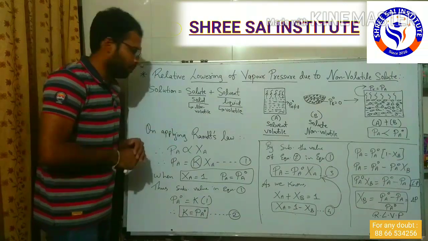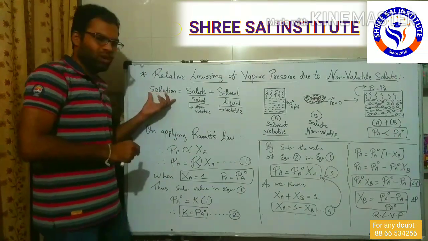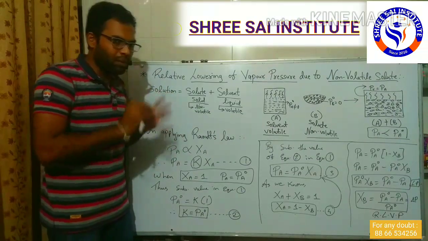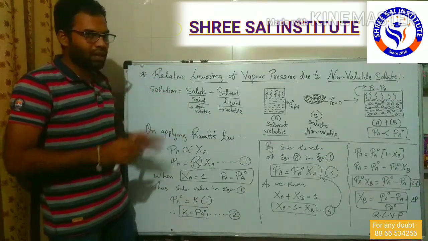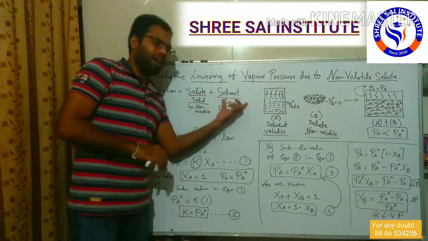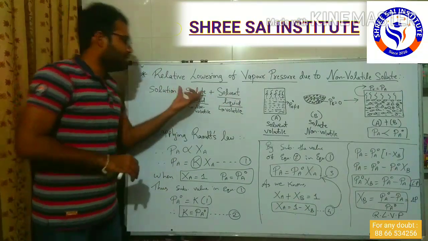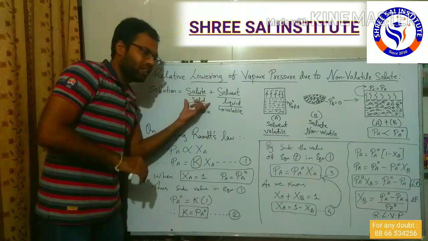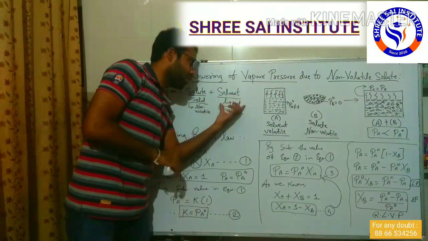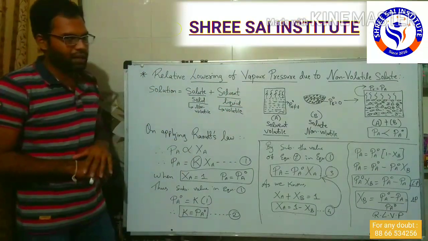Okay, let us start. We already know that to make a solution we need a minimum of two components, that is a binary solution, a solute and a solvent. But in this case the solute is solid in state and non-volatile in nature, and the solvent is liquid in state and volatile in nature.